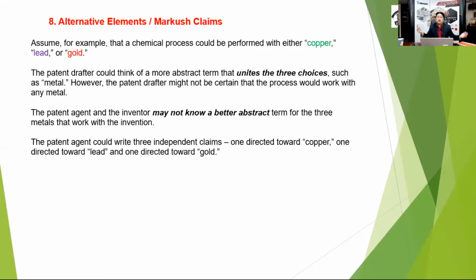So what should I do? I can draft 3 independent claims: one using copper, another using gold, another using lead. But my patent specification will be like 100 pages, and the client is not going to be happy, and the examiner, when they look at it, is not going to be happy either. So I can suggest using Markush claims to group these together.